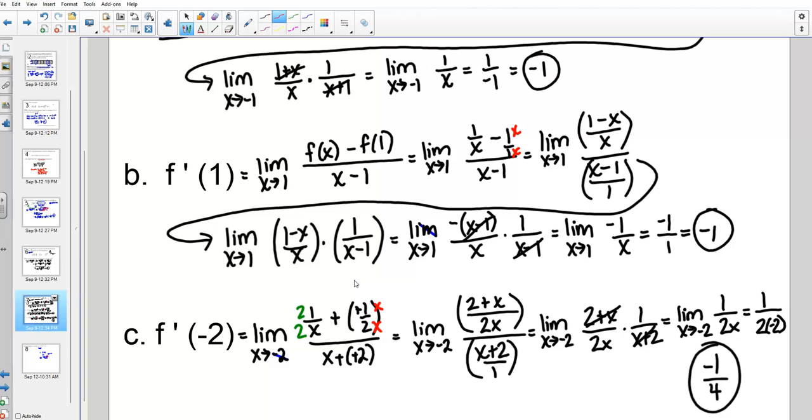Okay. All right, everybody got what they need here before I cut off the screen?